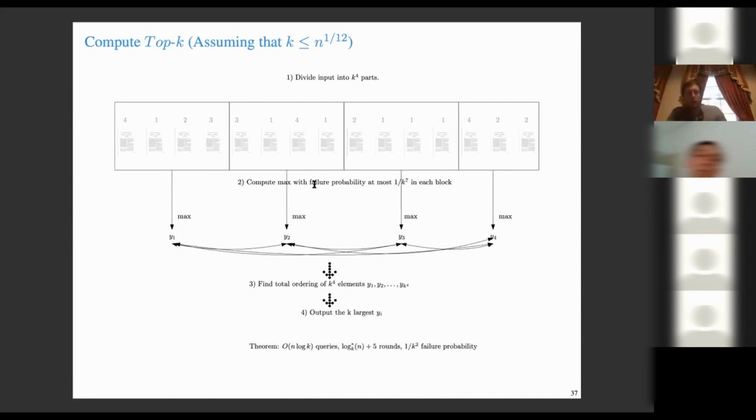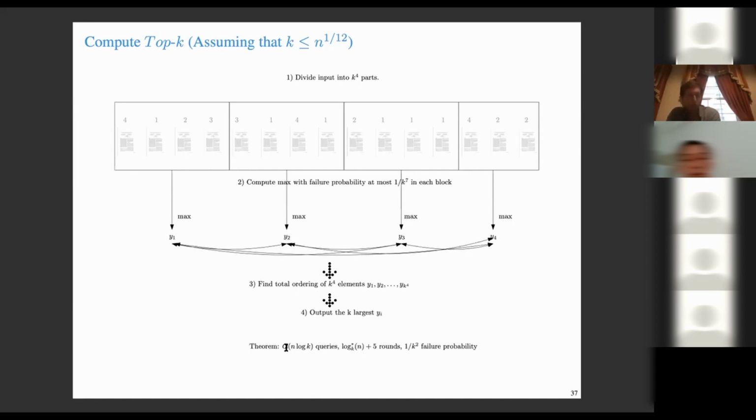And so in every stack you find your best paper. You don't have too many papers then in the end, and you can just compare all of them and output the best k. And that will give you n log k queries and log star n with base k rounds. And we also show in the paper this is optimal. You can't do less than that.